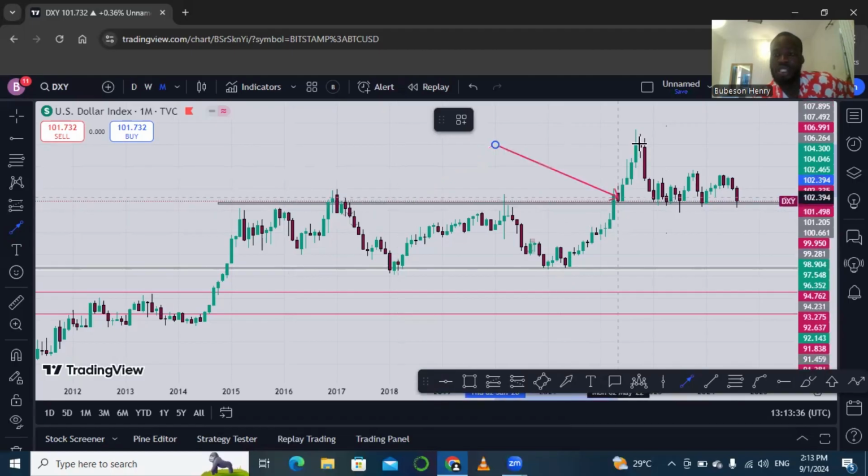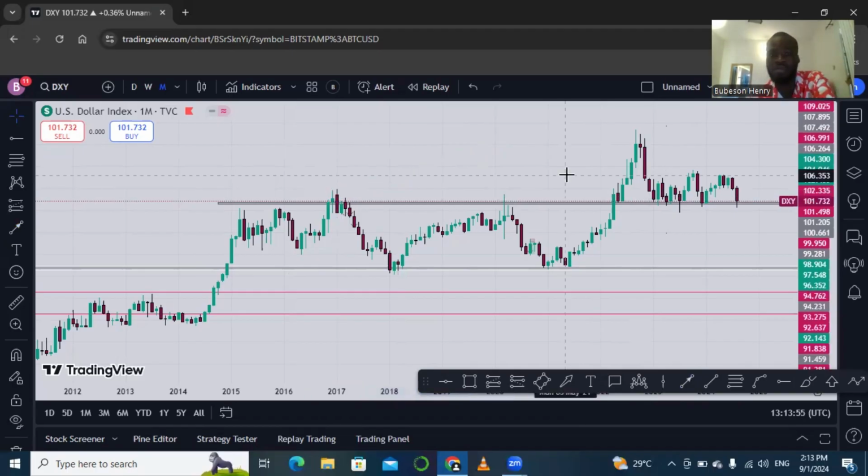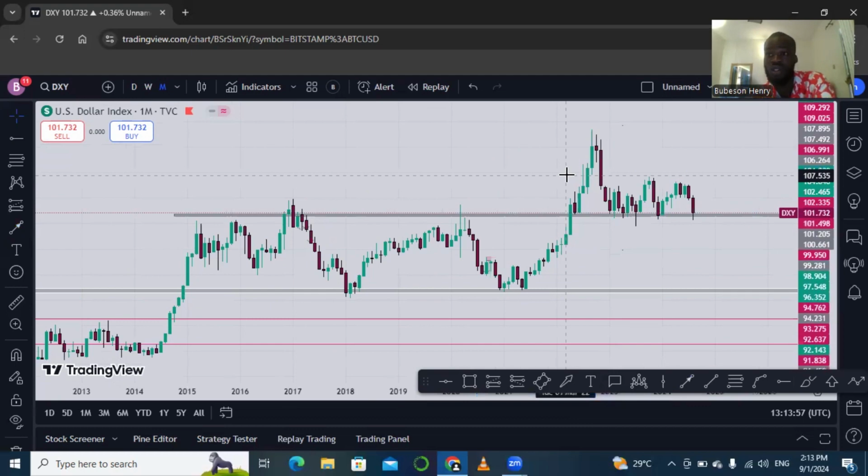Price couldn't push it down like it did here and here again. Instead, it broke above it, and now it came here. It couldn't go lower, so it used it as a support. And also, we did the same thing here. As you can see, this level here started being effective since 3rd January 2017. So this is a very strong zone on the monthly time frame here.